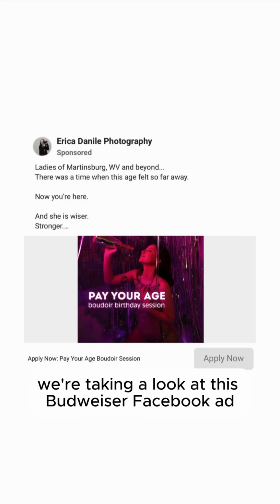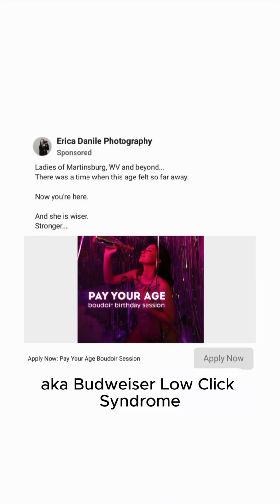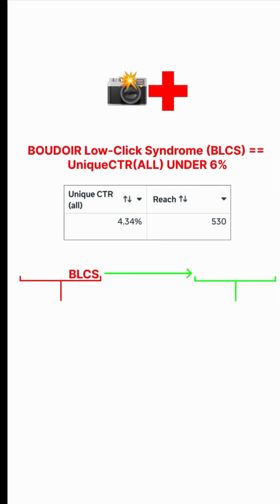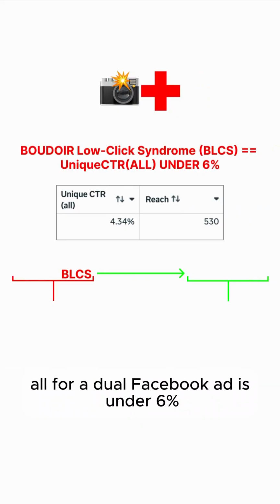All right, y'all, we're taking a look at this Boudoir Facebook ad. Gonna diagnose it, see if we believe it has BLCS, aka Boudoir low click syndrome. So Boudoir low click syndrome is when the unique CTR all for a Boudoir Facebook ad is under 6%.